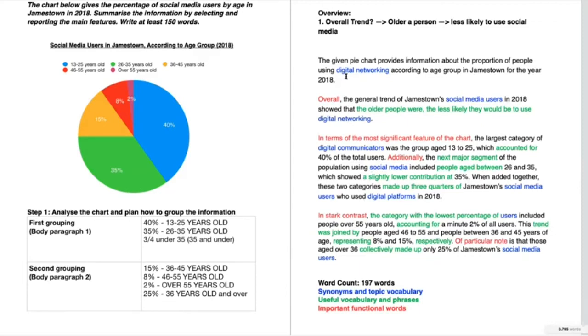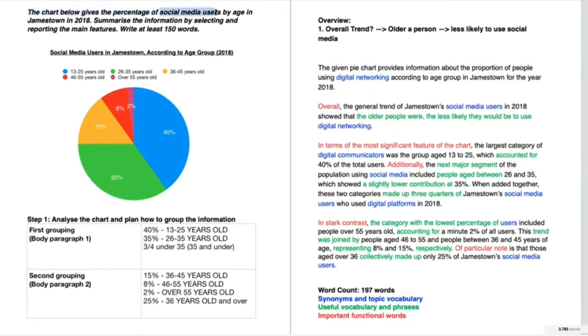Now, again, we talked about the paraphrasing task question as we were writing it, but in blue, I want to call your attention to all of the synonyms and topic vocabulary. So we were given social media users, and I used digital networking, of course, social media users, digital communicators, social media, digital platforms, social media users again. You could also just say users, especially towards the end, because it is quite obvious that we're talking about social media users. So this works as well in order not to be repetitive.